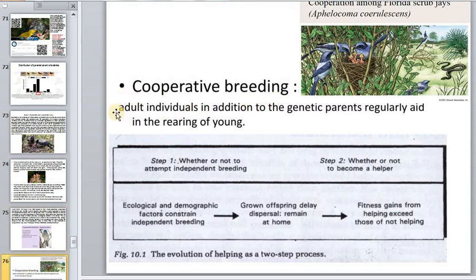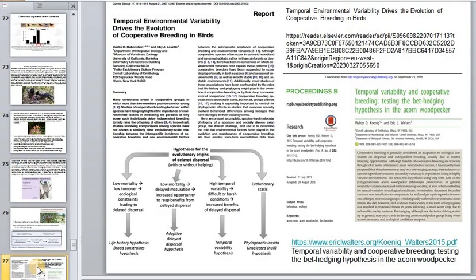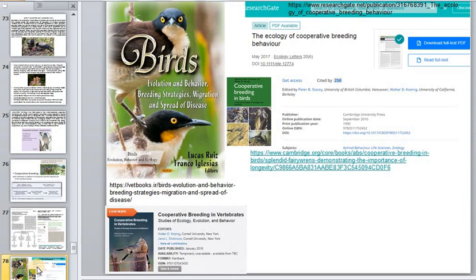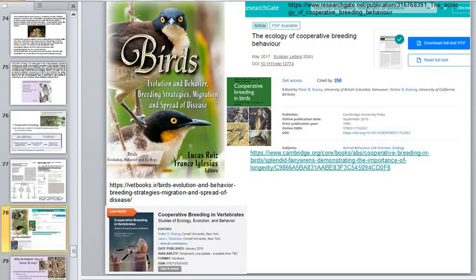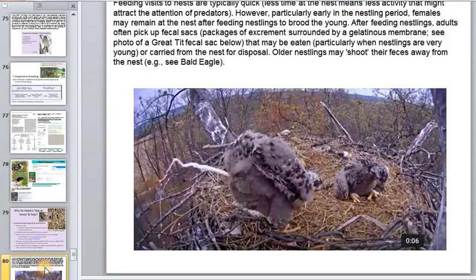Adult individuals, in addition to the genetic parents, regularly aid in the rearing of young, or just protect, but very often for feeding, just feeding. And here we can find the information. I just leave the links to these books, very interesting, about feeding of young. First of all, it helps to feed offspring, of course. I just leave some links.